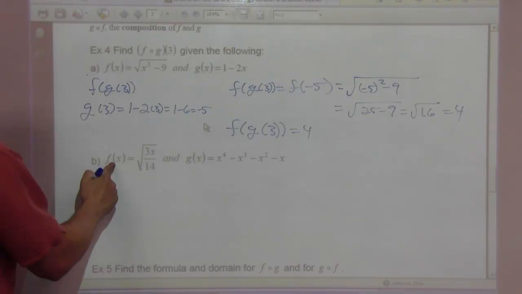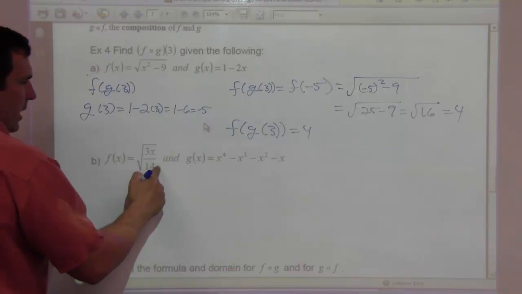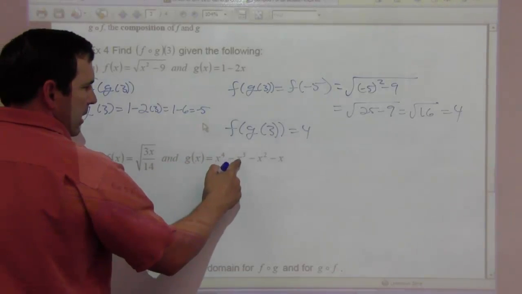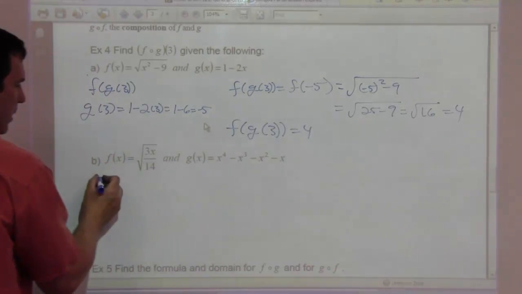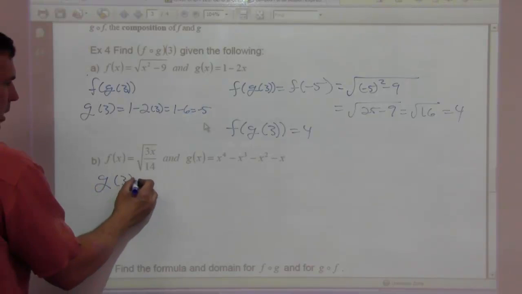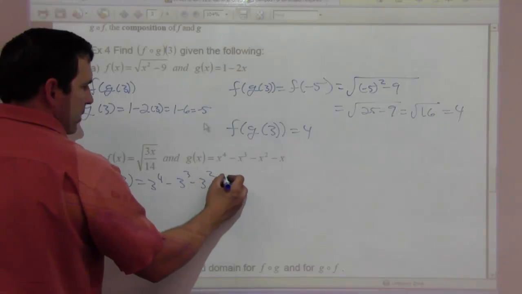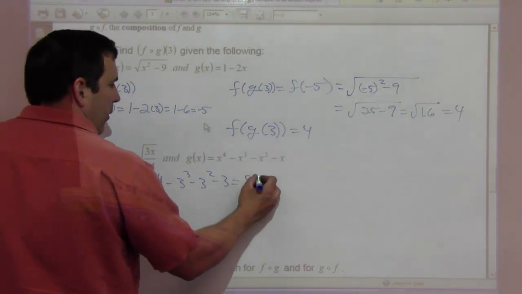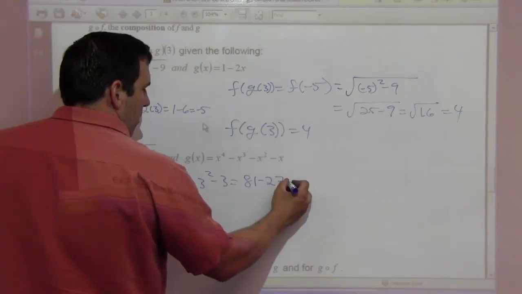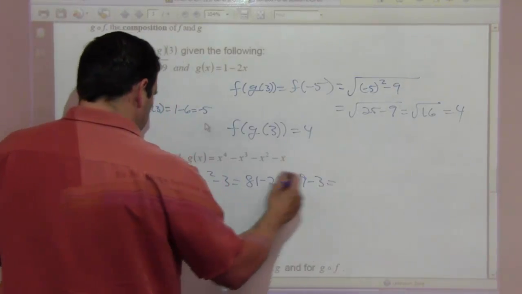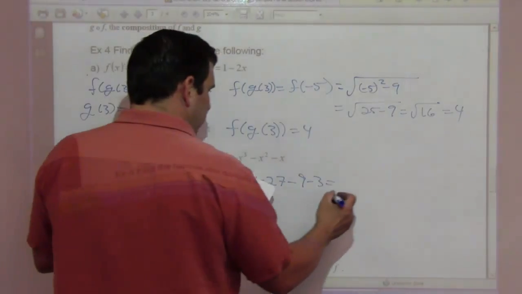The next one, f of x equals the square root of 3x over 14. G of x is x to the fourth minus x cubed minus x squared minus x. So our g of 3 is 3 to the fourth minus 3 cubed minus 3 squared minus 3. That's 81 minus 27 minus 9 minus 3. And that's going to be 42.